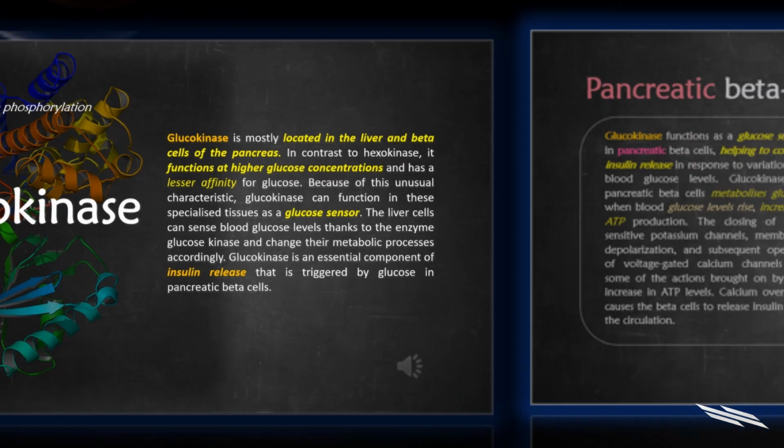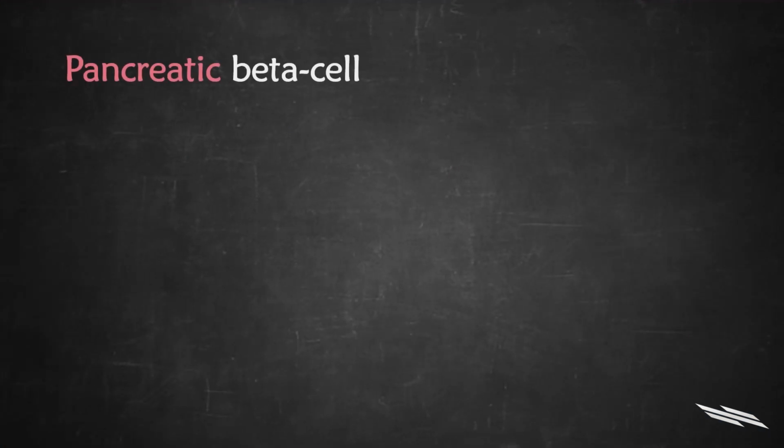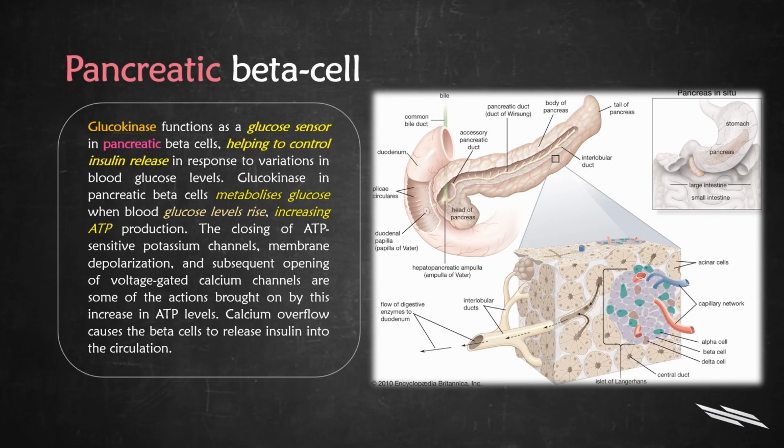In pancreatic beta cells, glucokinase functions as a glucose sensor, helping to control insulin release in response to variations in blood glucose levels. Glucokinase in pancreatic beta cells metabolizes glucose when blood glucose levels rise, increasing ATP production. This increase in ATP levels brings on the closing of ATP-sensitive potassium channels, membrane depolarization, and subsequent opening of voltage-gated calcium channels. Calcium influx causes the beta cells to release insulin into the circulation.